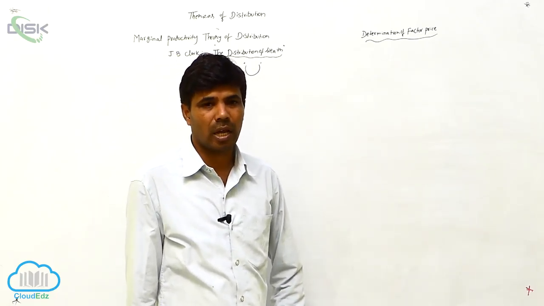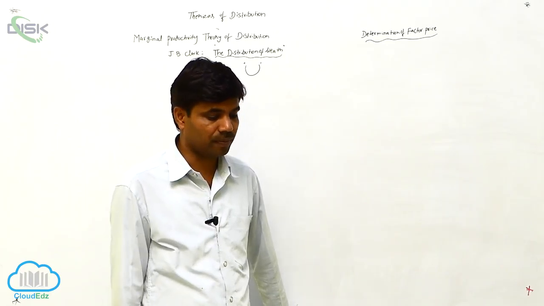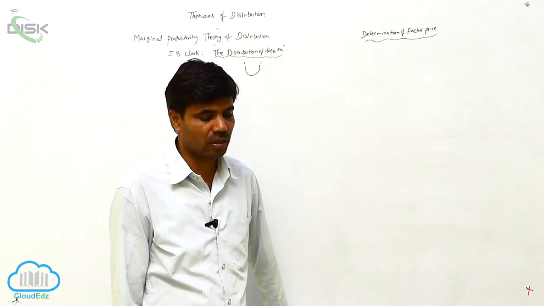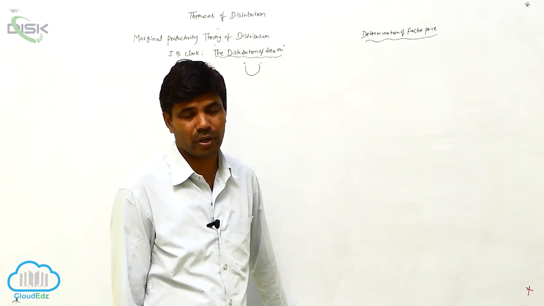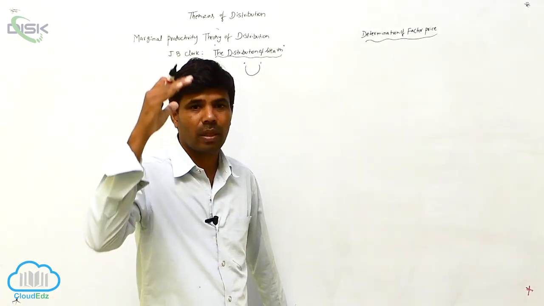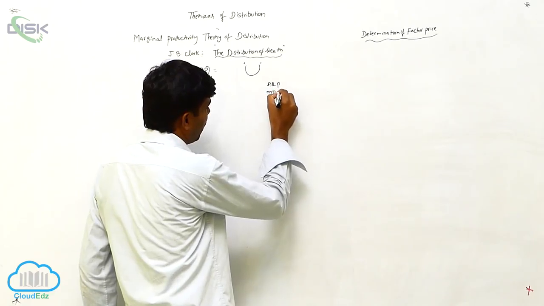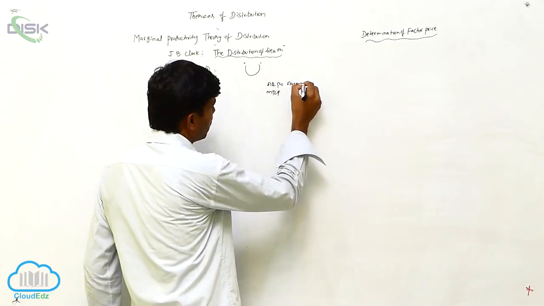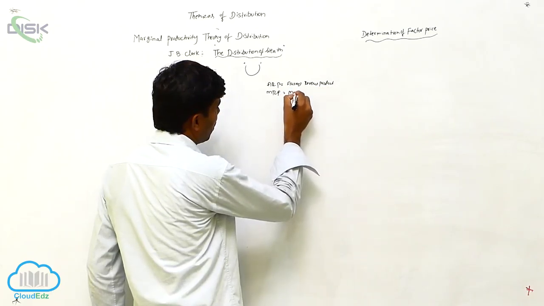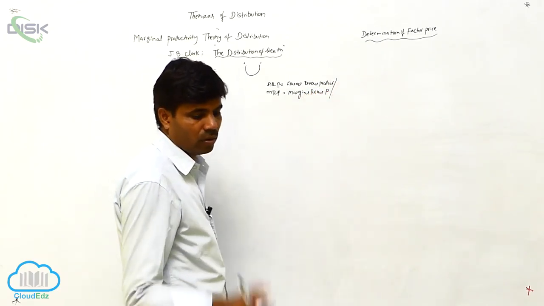We take ARP, the average revenue productivity, and MRP, the marginal revenue productivity. From these we get the maximum profits and averages. See, the average curve always declines relative to the MRP curve. Here ARP means average revenue product, and MRP means marginal revenue product. We are going to consider that.